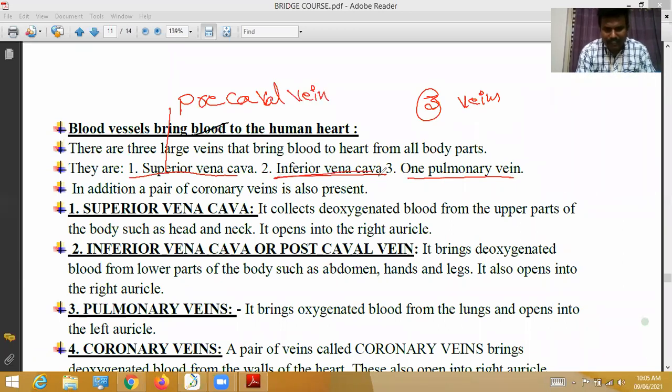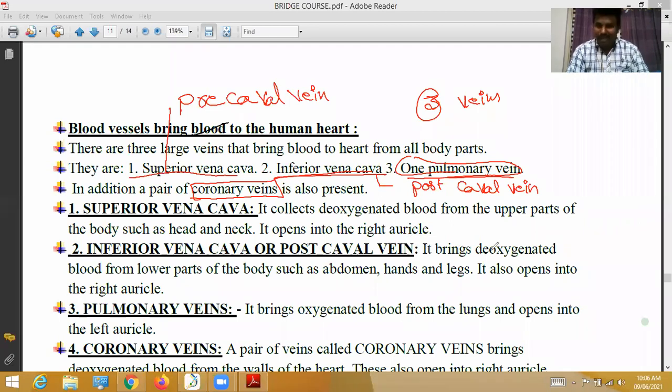Next, this is the inferior vena cava. It is also called the postcaval vein. And one more is the pulmonary vein. These three veins are large veins that bring blood to the human heart from various body parts. In addition to these three, a pair of coronary veins is also present, which is located on the heart.